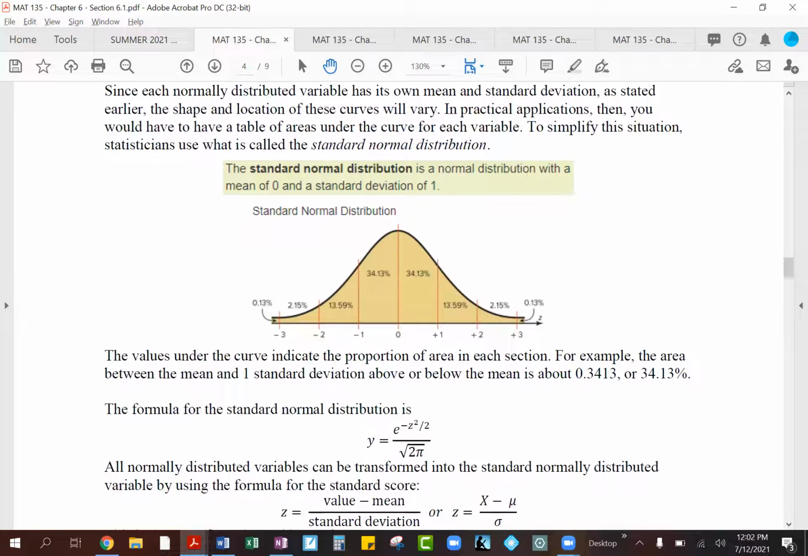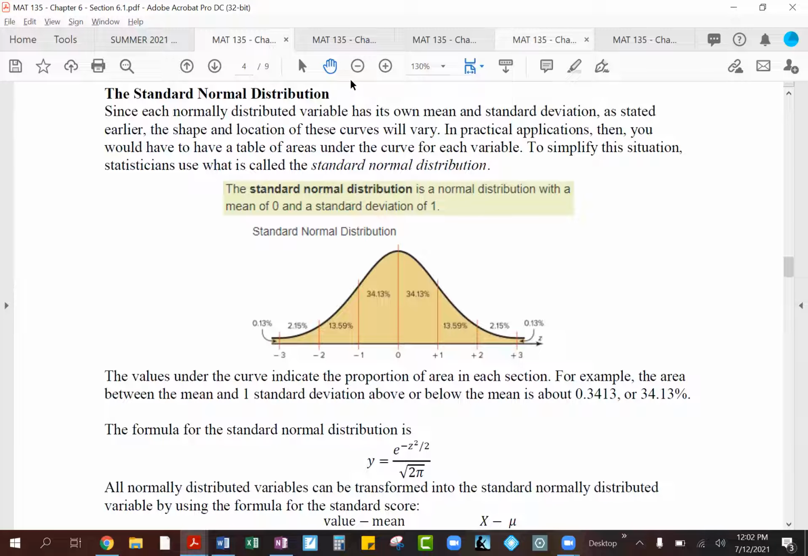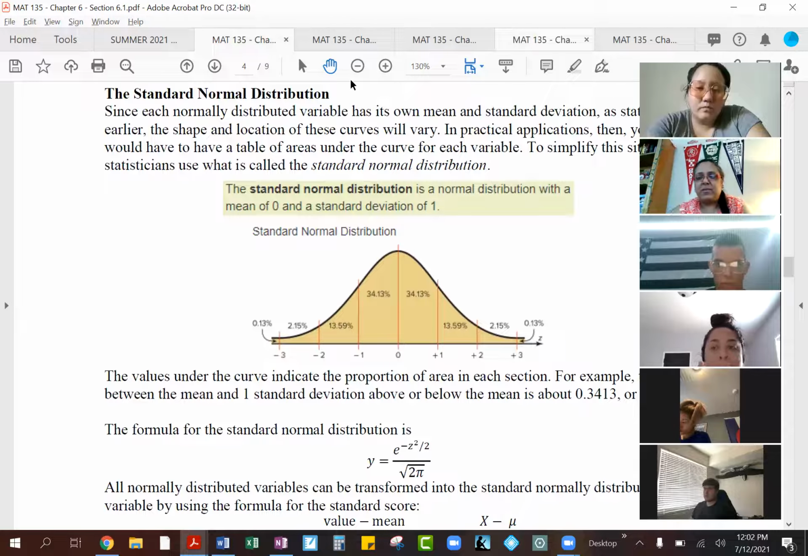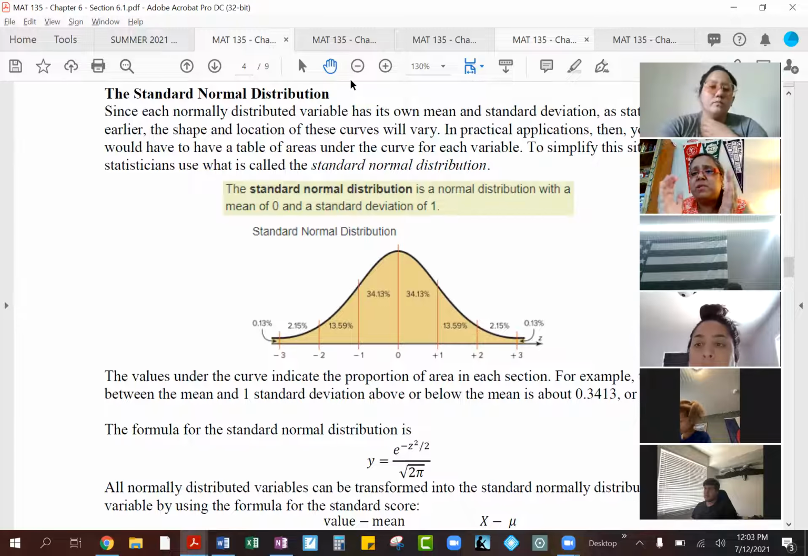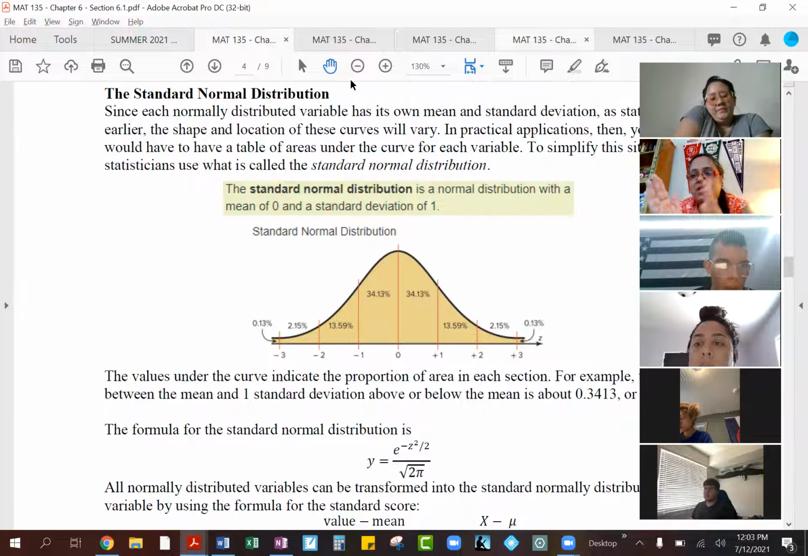So one other thing you will see is, if you're doing application examples, your mean is going to be some number, and your standard deviation is going to be some number. A lot of times what we do is convert our normal distribution into a standard normal distribution. That means we're equating our mean, whatever it might be, to 0, and our standard deviations into +1, +2, +3, or -1, -2, -3.